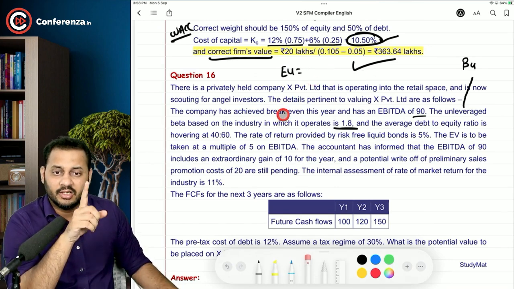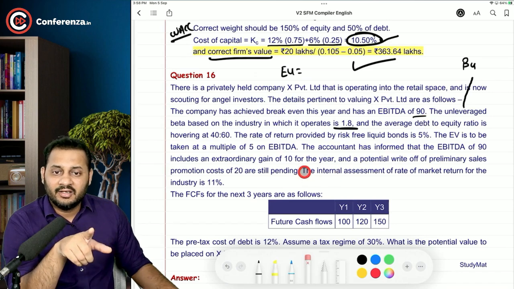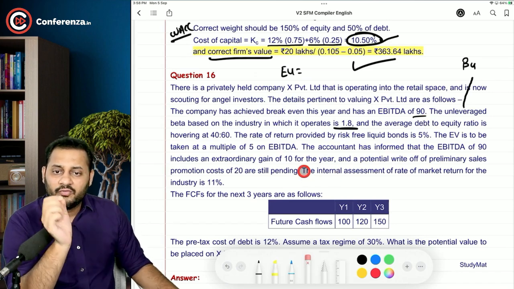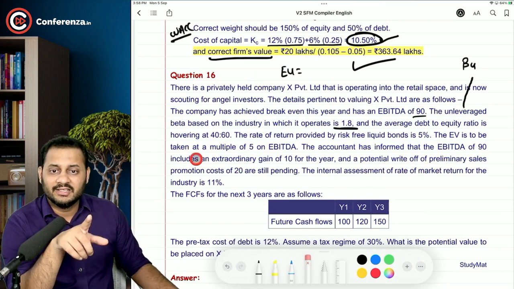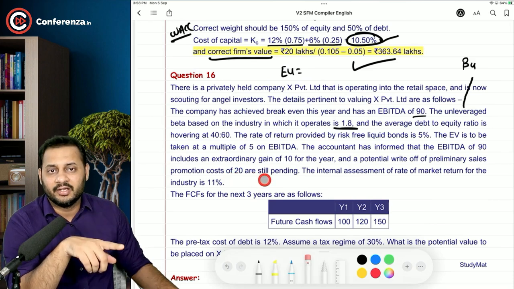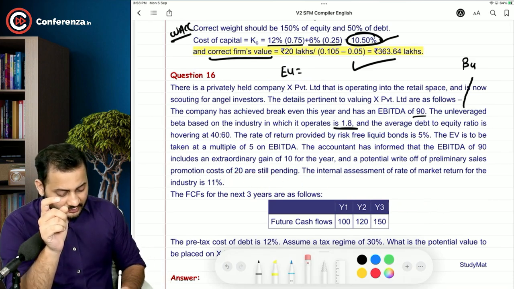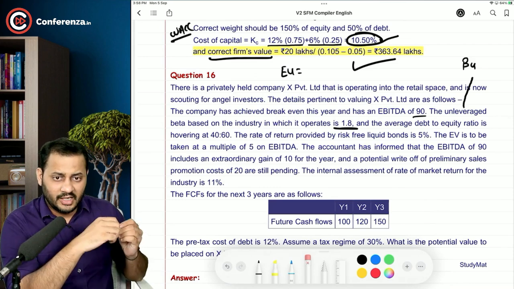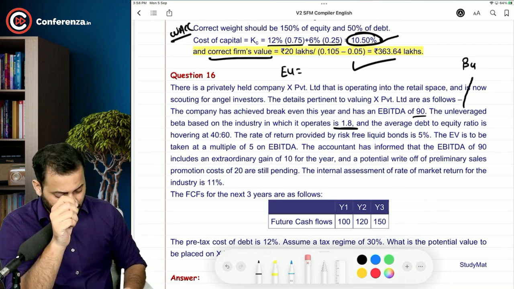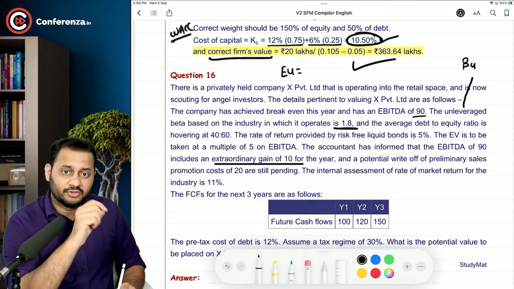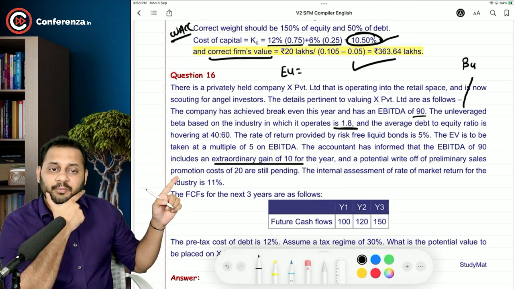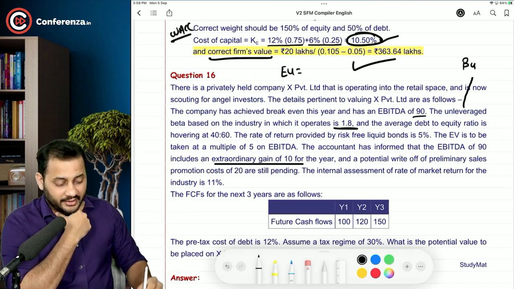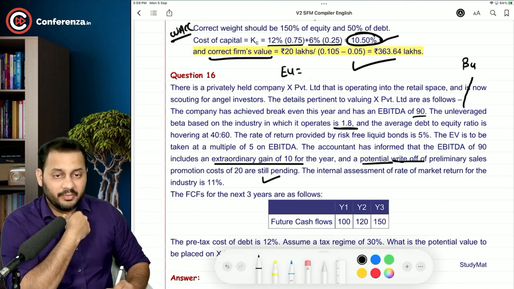Let me remove that. So this 90 includes the 10 lakhs or whatever it is of the extraordinary gain, and a potential write-off of preliminary sales promotion cost of 20 is still pending. That means you have to reduce the 10 out of it, which is already included in 90, plus also you have to reduce this preliminary sales promotion cost. The write-off of the same is still pending.